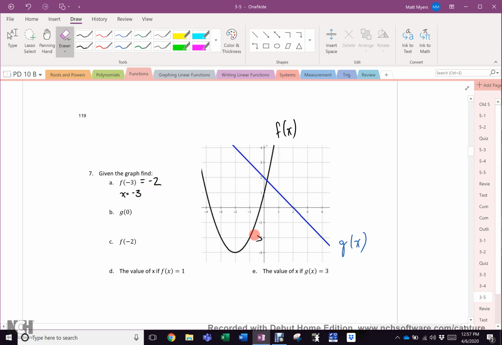So I'm going to erase that because this graph is going to get busy. And now I want the g of 0. So I want to know where x equals 0. Well, here's where x equals 0. But now I'm looking on the blue curve because I'm looking at g. So I go up, and there it is right there. So the g of 0 equals 2.